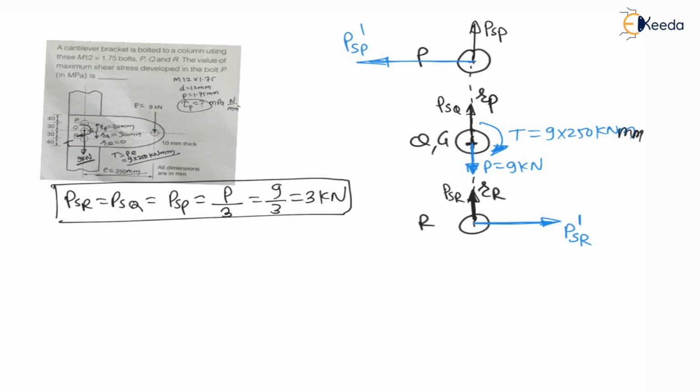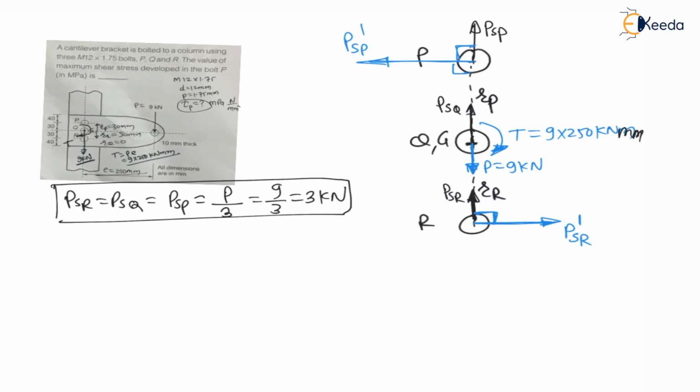Now see, always the radius and secondary shear load are perpendicular to each other. Here the radius and secondary shear load are perpendicular to each other because it is a torque. Torque is nothing but force into perpendicular radius. They are creating torque, right? To balance this clockwise torque there will be an anti-clockwise torque, right?